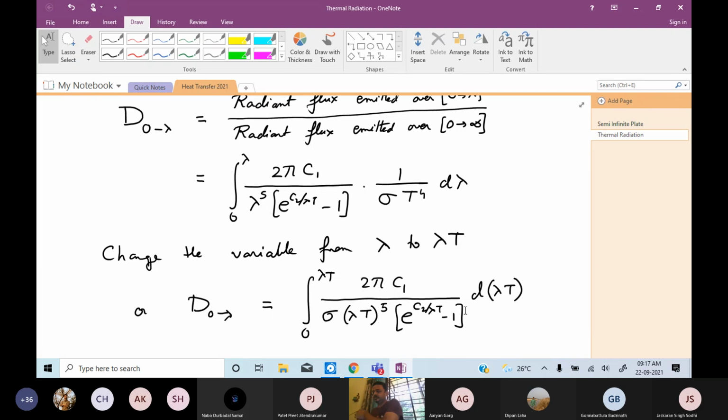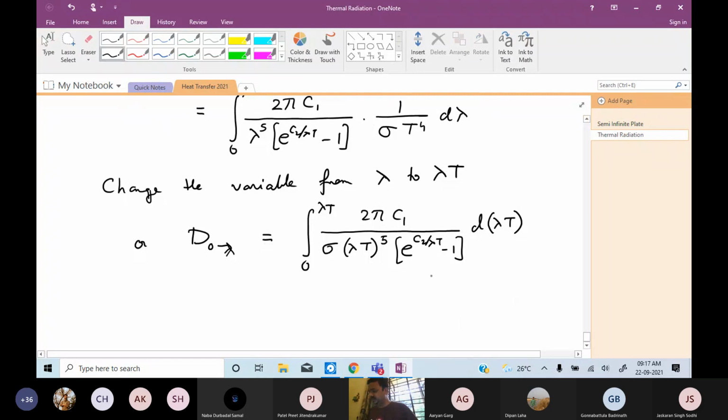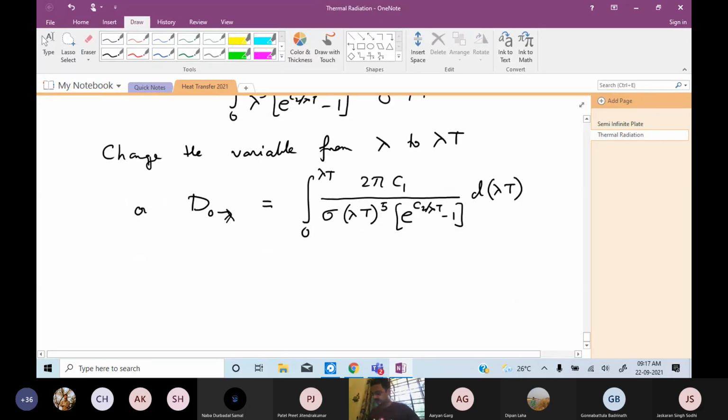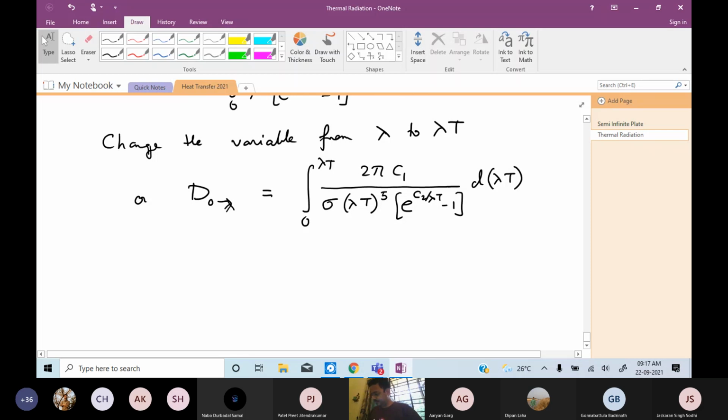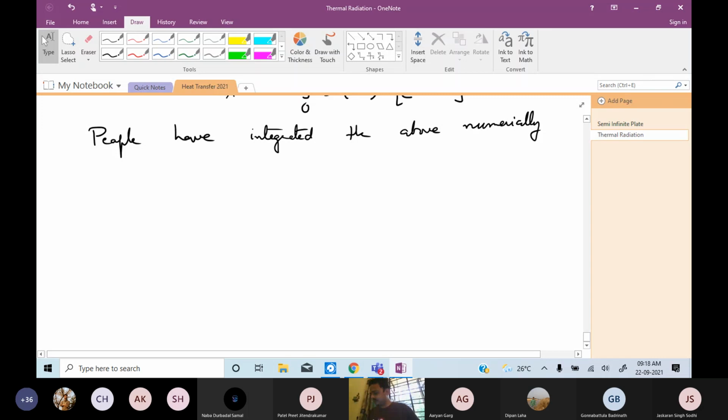So this now gives us a combination parameter, lambda T. This is integrable. People have done that numerically. People have integrated the above numerically, and we have now been given a table like this. Any standard textbook will have this.